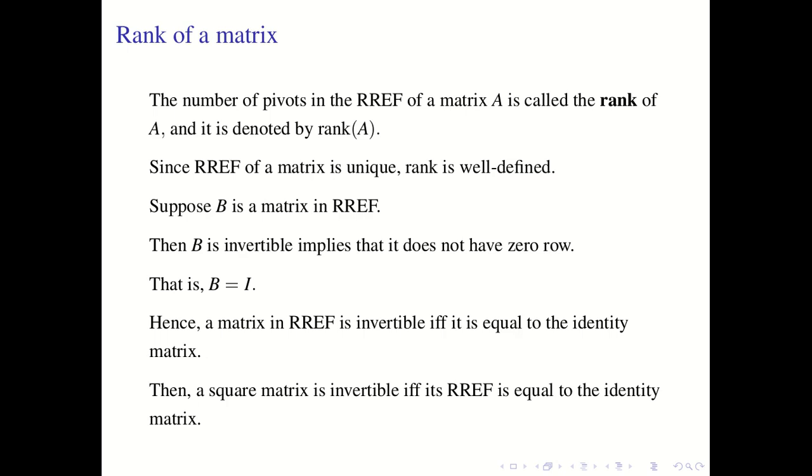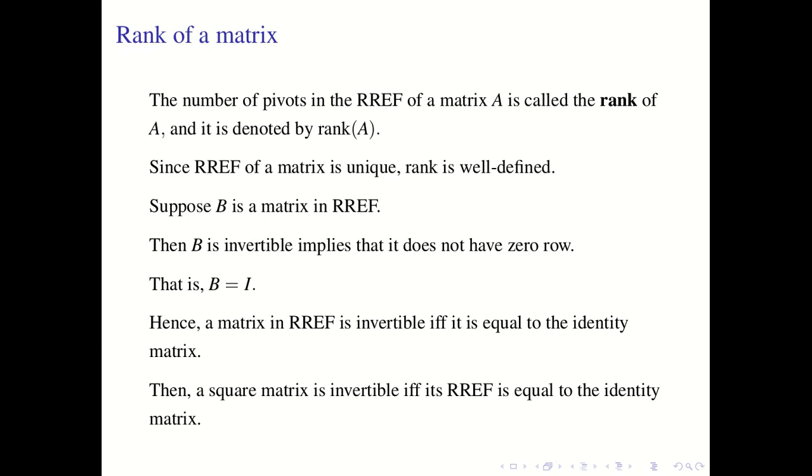whatever the algorithm we apply, once we reach the row reduced echelon form, this is a unique matrix. So start with a matrix A and apply any type of algorithm to get to row reduced echelon form, that will be a unique matrix, and hence the definition of rank is well defined.